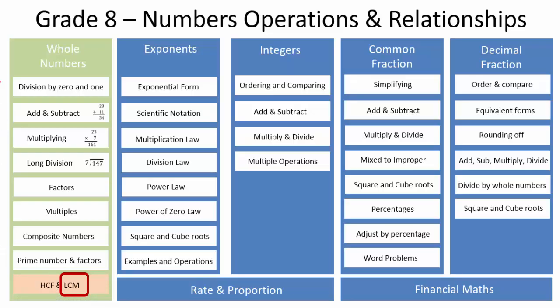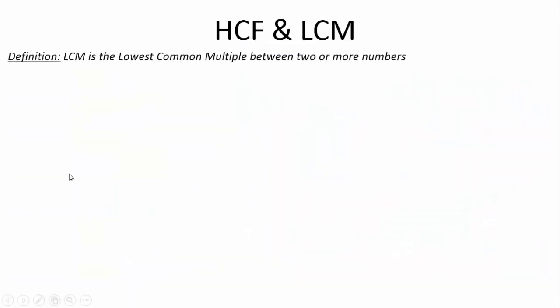Okay guys, now we're in the last section of whole numbers. Now let's move on to lowest common multiples. So what is a lowest common multiple? A lowest common multiple is the lowest common multiple between two or more numbers.